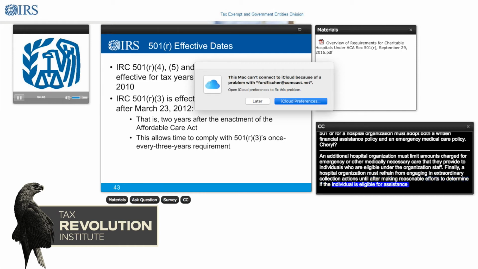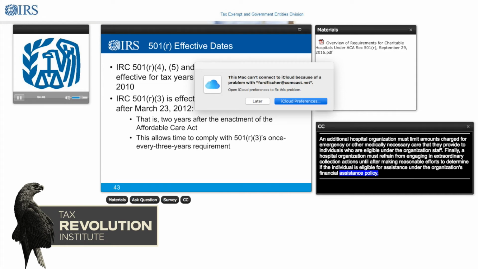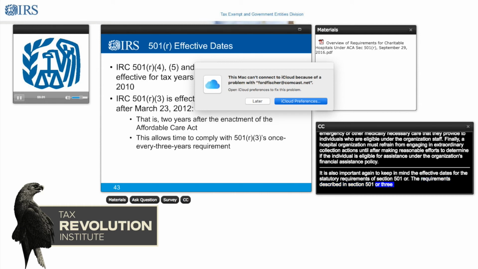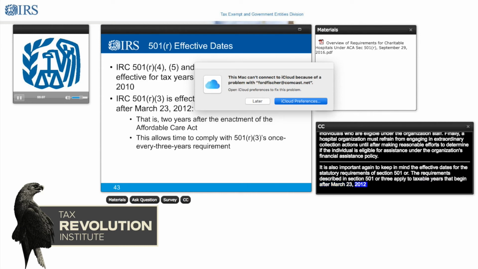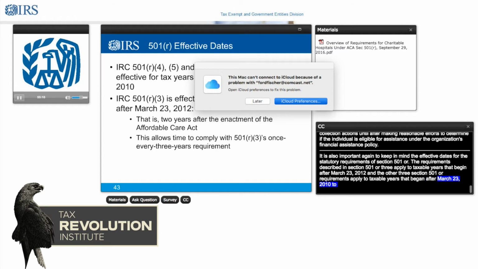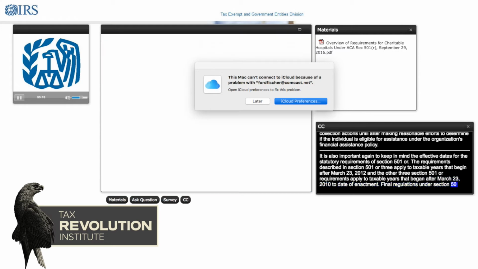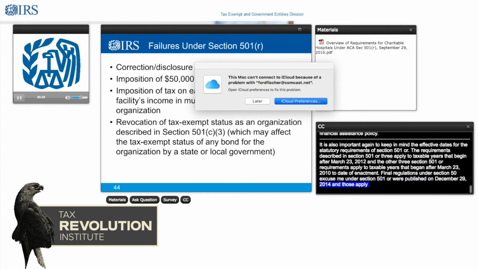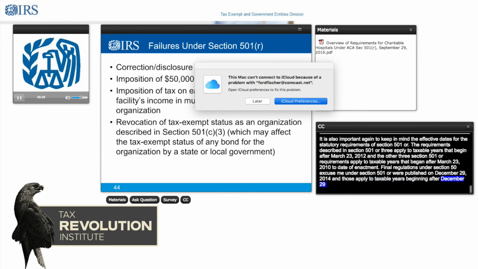It's also important, again, to keep in mind the effective dates for the statutory requirements of Section 501R. The CHNA requirements described in Section 501R3 apply to taxable years that begin after March 23, 2012, and the other 3 Section 501R requirements apply to taxable years that begin after March 23, 2010, the date of enactment. Final regulations under Section 501R were published on December 29, 2014, and those apply to taxable years beginning after December 29, 2015.